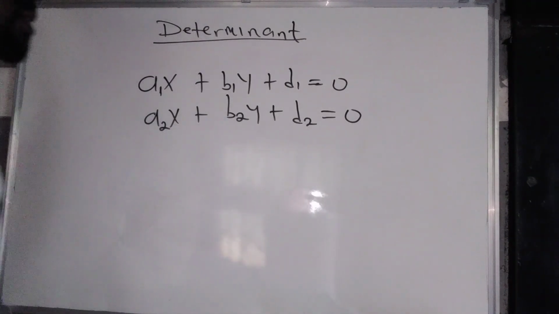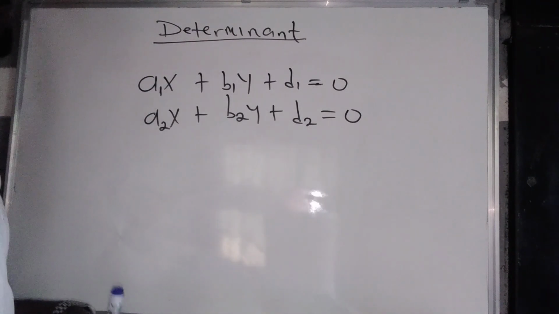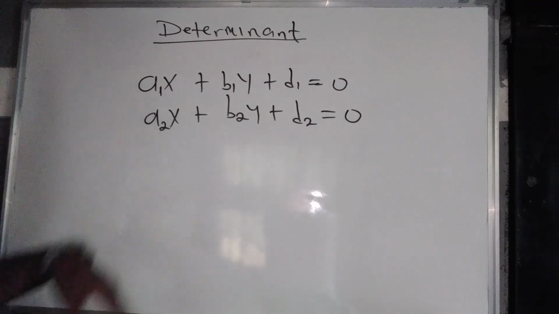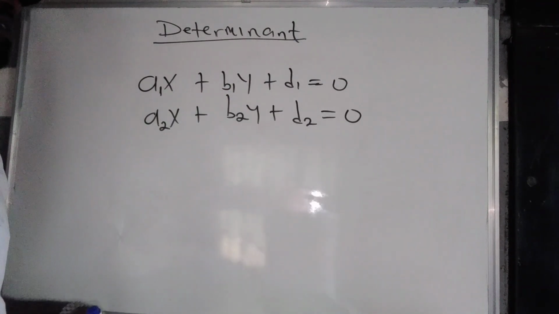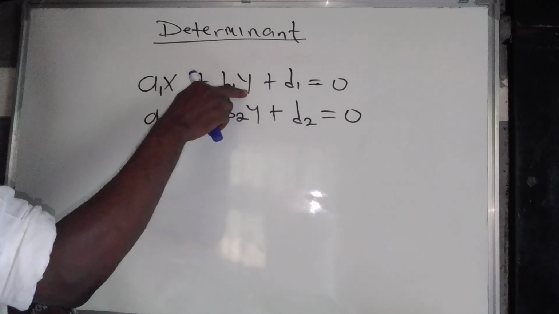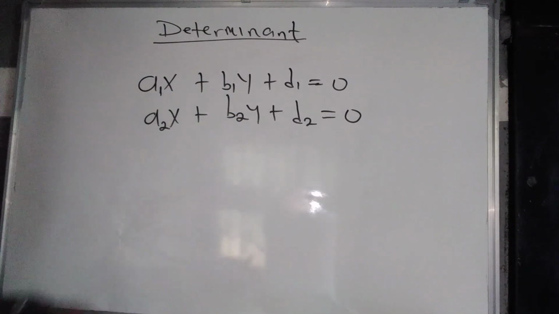Hello and welcome back. So now in this segment, we want to use determinants to solve a pair of simultaneous equations. As you can see in simultaneous equations, the target is always to get the values of the variables x and y. Okay, so at this point, how do we go about this?